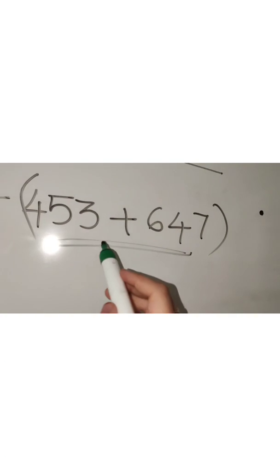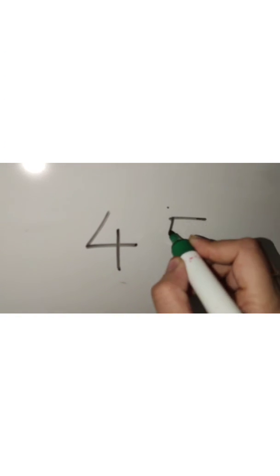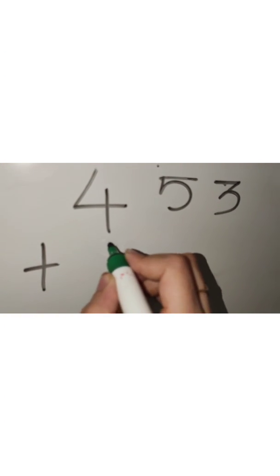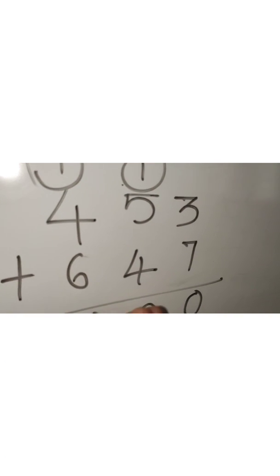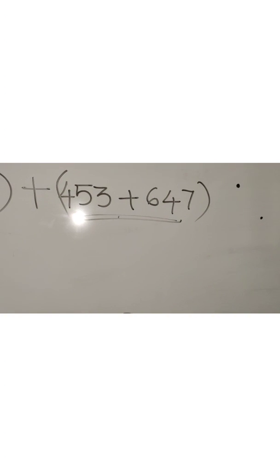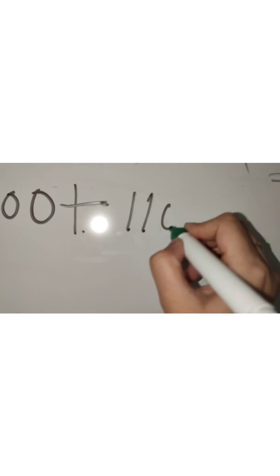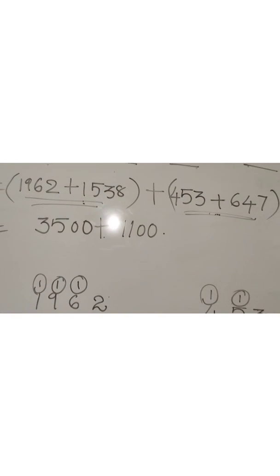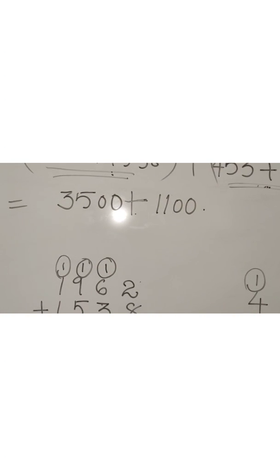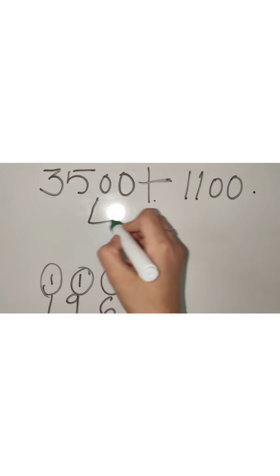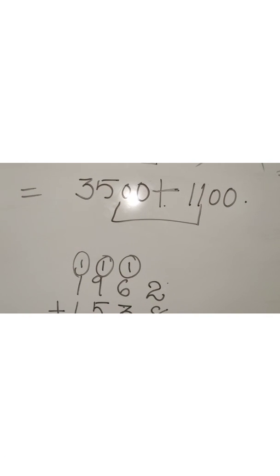And now the turn of the next group. Let's add them. 453 plus 647. So 10, 1 carry over to next, 10, 1 carry over to next, and 11. So what is the answer of this 2? That is 1100. So this 2 will be replaced by 1100, right? So we have added both the groups. Now still one step is left. We are going to add this 2 to get the final answer.